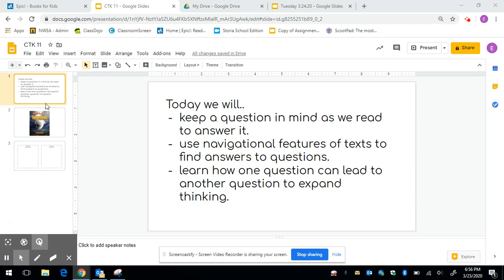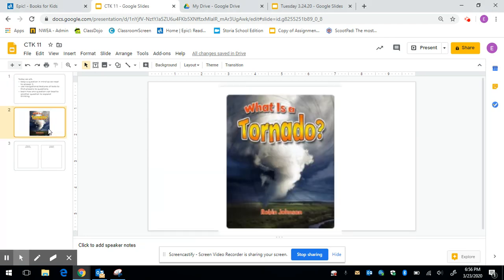So today we're going to work with a book called What is a Tornado? And I want you to take a look at this book, and I want you to check out the photograph on the front. And I see a really big tornado on the front. And I know from my background knowledge that tornadoes are powerful and dangerous storms, and that they have incredibly strong winds that could cause a lot of damage to houses and other buildings. And I know that some people's homes have even been destroyed by tornadoes.